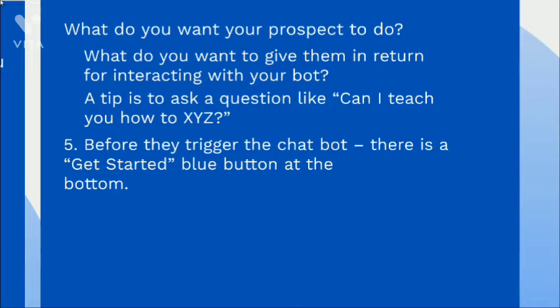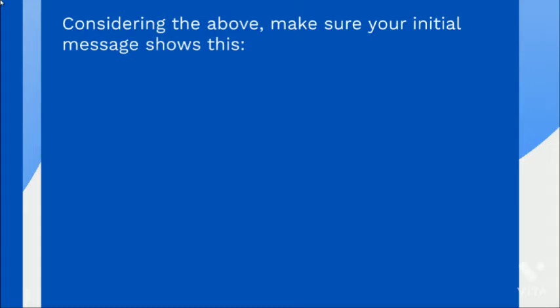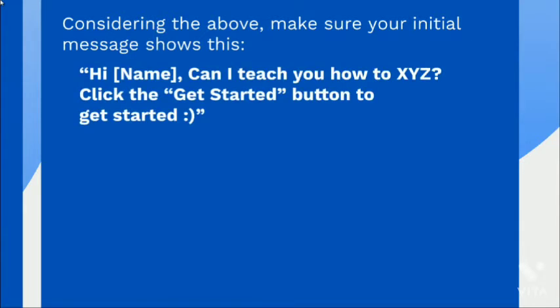So before they trigger the chatbot or press that Get Started blue button at the very bottom, most people don't know that it's even there. So like I said earlier, you need to be concise. You need to give clear instructions on what to do. So here's what you do. Considering the above, make sure that your initial message shows this: Hi, name. Can I teach you how to XYZ? Click the Get Started button to get started.